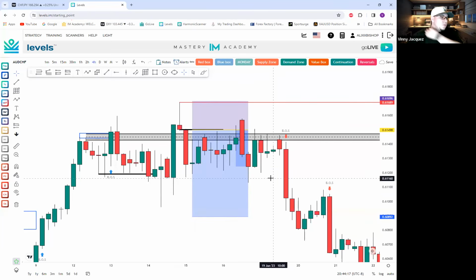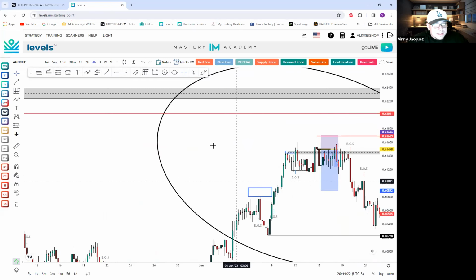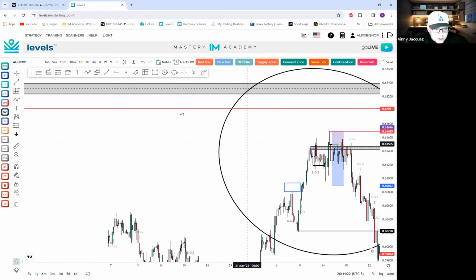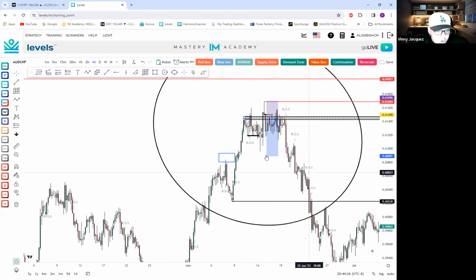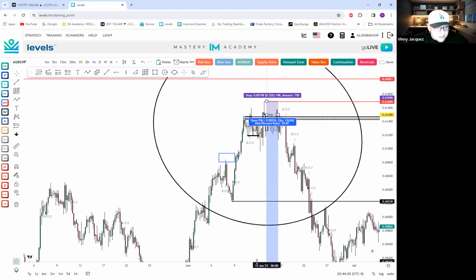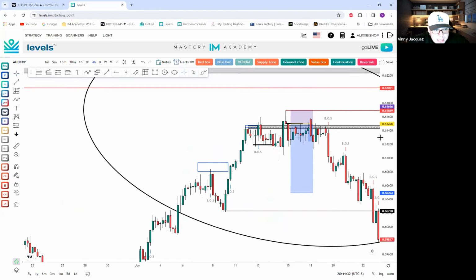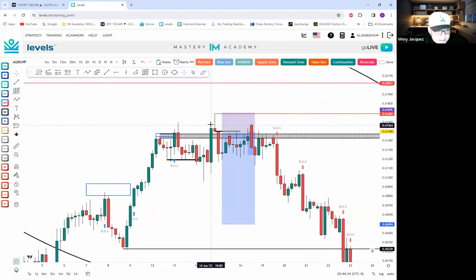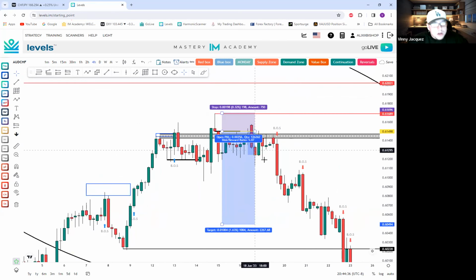Minimum 1 to 3 risk to reward. Does that make sense, guys? And if you're looking for some higher time frame swings, obviously we would be looking to hold things way down here. But to get back in after getting stop lossed, does this make sense, guys? Let me know if this makes sense.